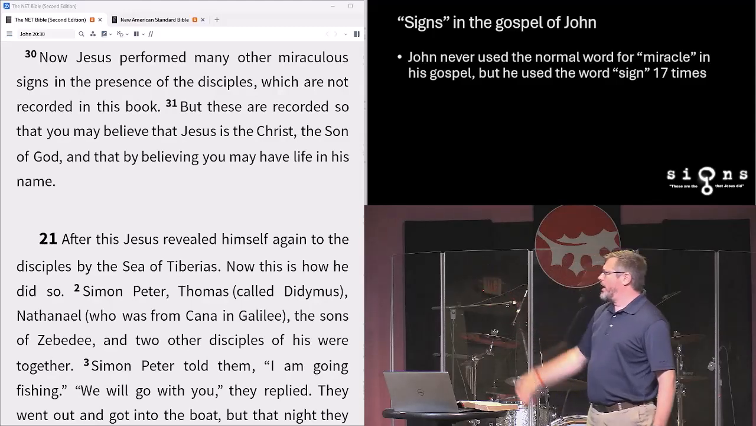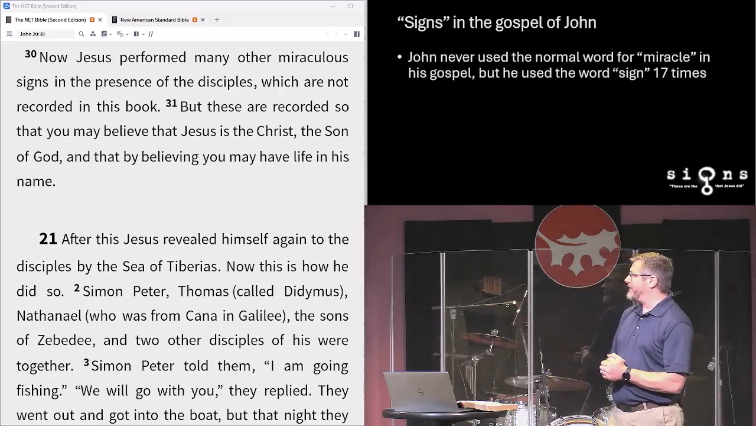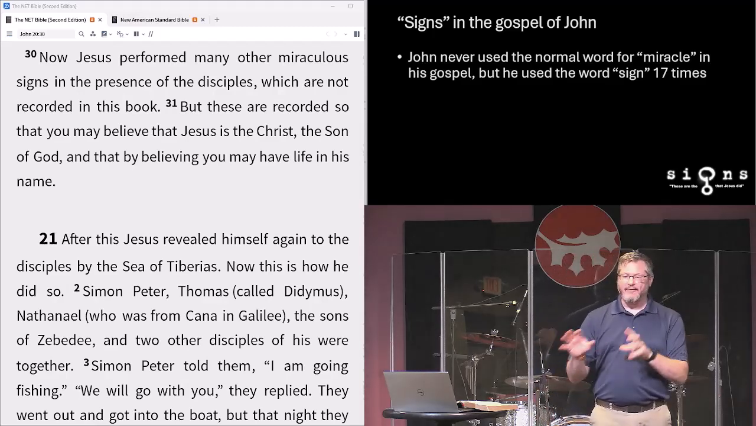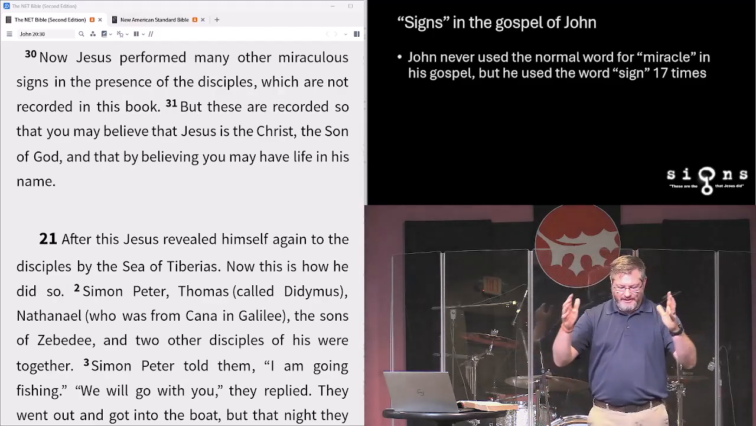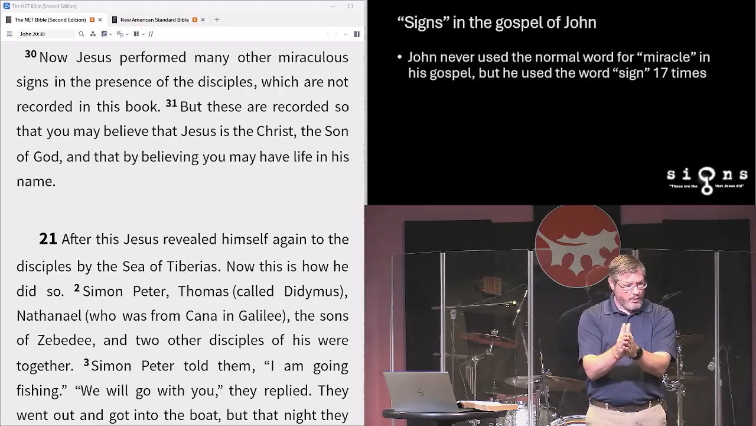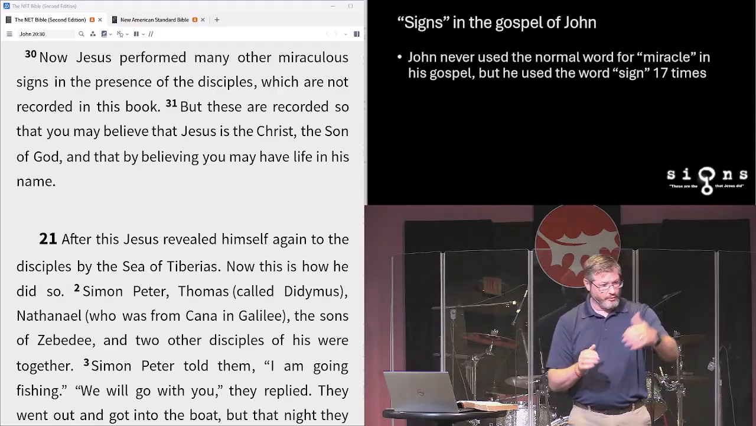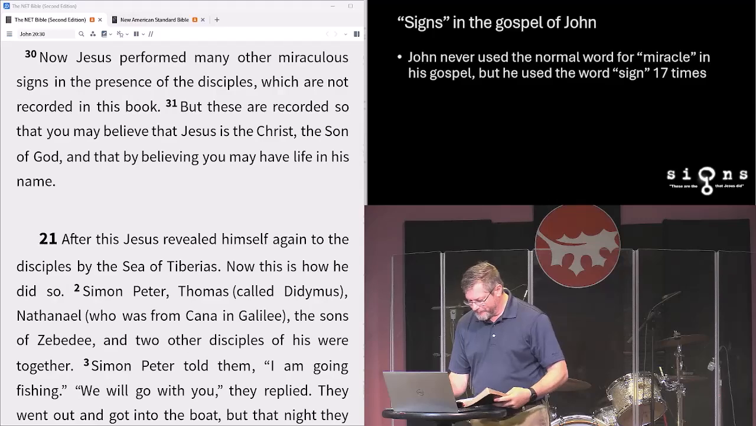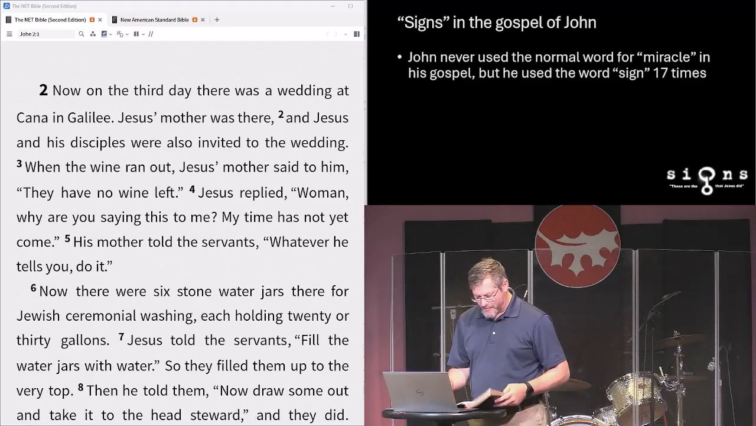John never uses the normal word for miracle in his gospel, but he uses the word sign 17 times. Now, there are only 7 of these signs. We're going to do this in 6 weeks, so 2 of them will combine together because they happened back to back in chapter 6. We'll do that in a couple of weeks. Today, we're going to be in chapter 2, so if you want to scroll there or tap there or turn there or whatever you're going to do.